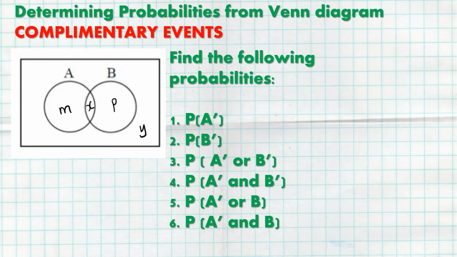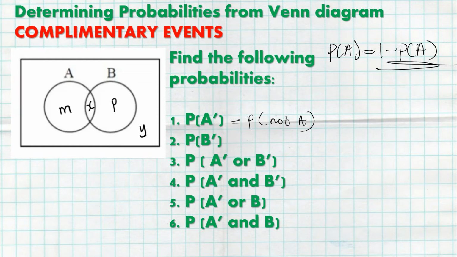Okay, so number 1, determine the probability of A prime. So there's something on top, which is that dash, so it's standing for A prime, right? This can also be written as the probability of not in what? Not in A, right? So we are saying the probability of not in A, right? There's actually a formula. If you want the probability of A prime, or not in A, you can say 1 minus the probability of A. Okay, so you can use this formula to actually get the answer.